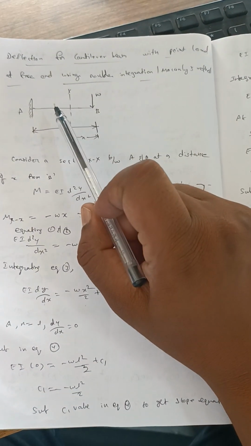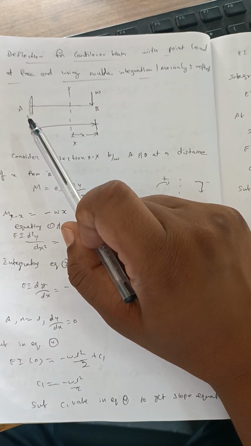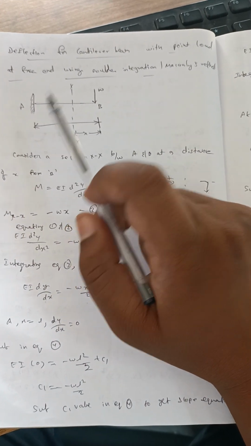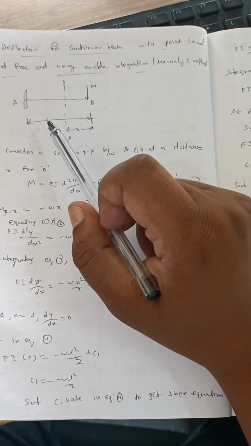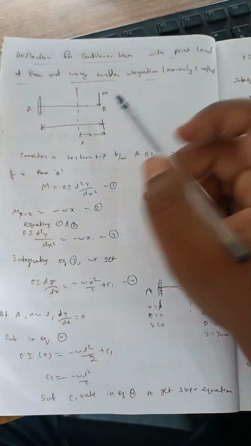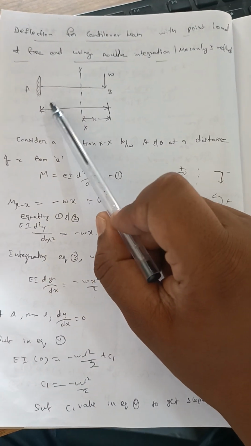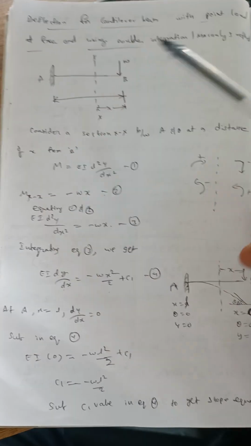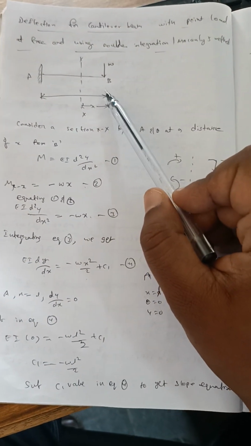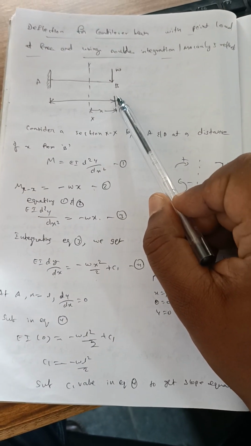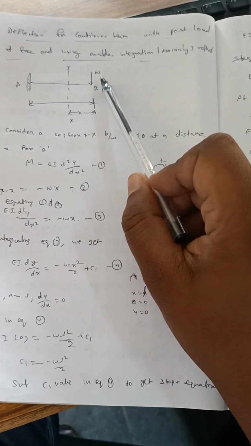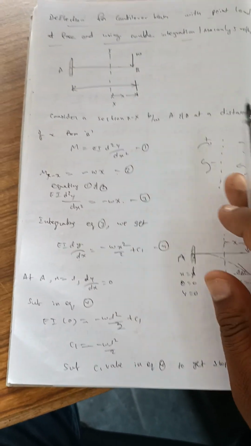In this session, we'll discuss the deflection of a cantilever beam with a point load at the free end, as well as UDL and UVL, using the double integration method. Next, the first case is a cantilever beam subjected to a point load at the free end. Here, we need to find the slope at B and the deflection at B using the double integration method.